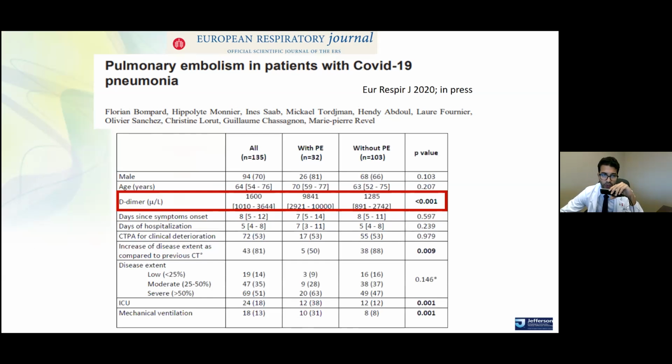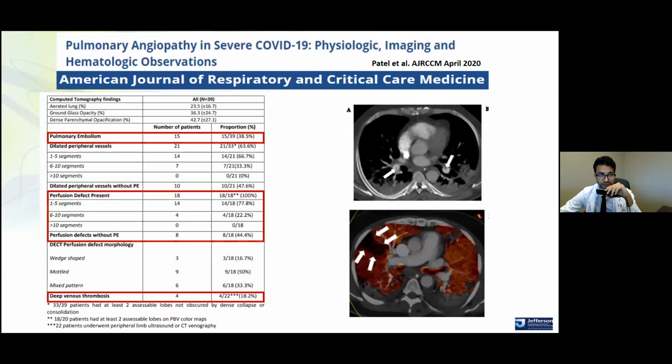The other thing that was notable when you look at the labs within this group of patients is that the D-dimer among patients who had a PE was significantly higher. You can see the difference, which I marked out here. I think 9,841 was the median level among the patients who had a PE. Again, like I said, a lot of these patients were in the ICU, as you see at the bottom, a lot of them on mechanical ventilation.